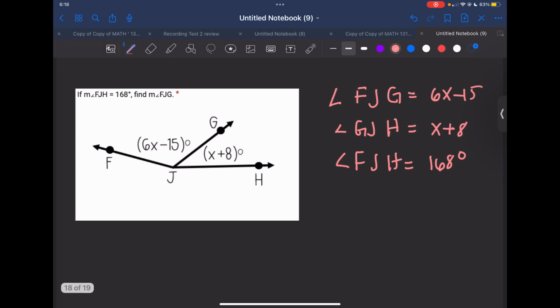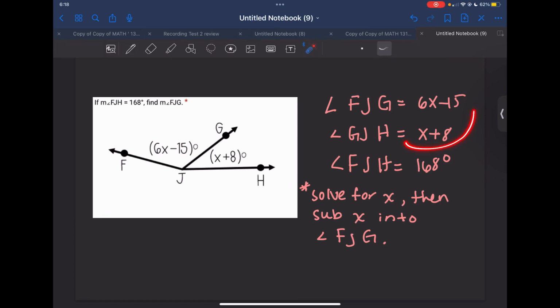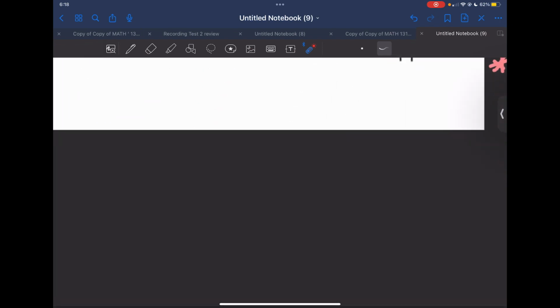So here's what we're going to do. We're going to solve for x, then sub x into FJG. Okay, that's going to give us our answer. This is what we're doing. Alrighty. But again, recall, we have to add these together and then equal 168. All right, so here's what it looks like.